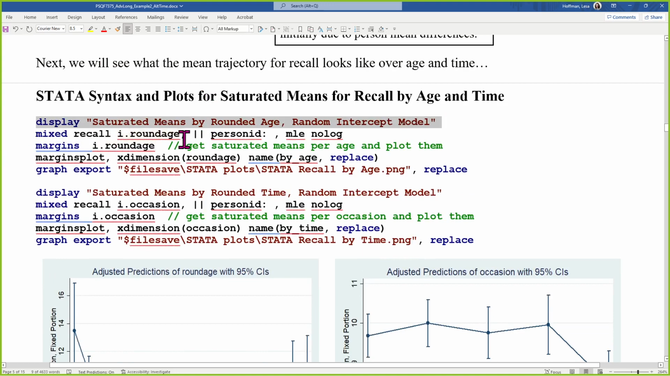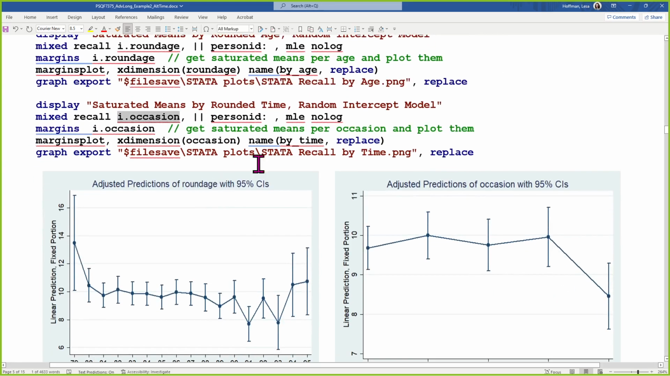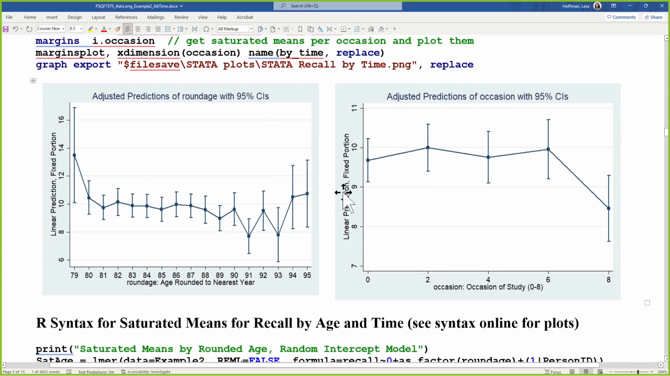So I have i.rounded age here in Stata and i.occasion to make these plots right here, just to get a sense of what the overall trajectory would look like. The confidence interval around the trajectory is also helpful. There's not very many people who contributed data at age 79, so we have a really wide window there. It looks sort of flat-ish and then maybe down and then back up again.